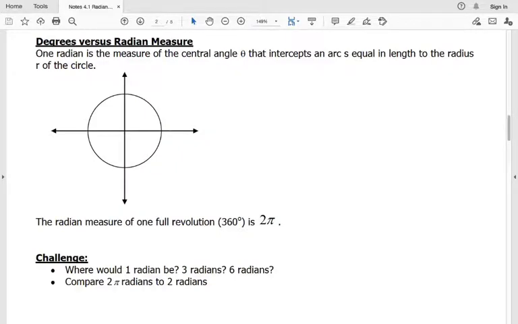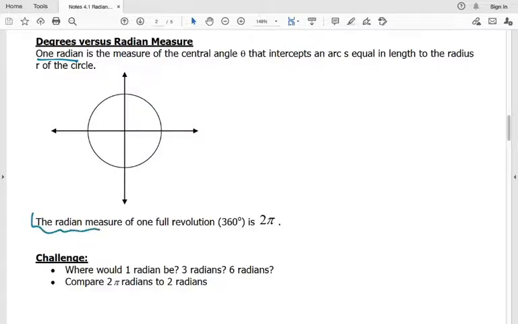Okay, one thing you need to know is what exactly a radian is. A radian is if you take on this circle the radius right here, which I'm just going to call r. 1 radian is when that radius and this arc length right here are the same. That would represent 1 radian.